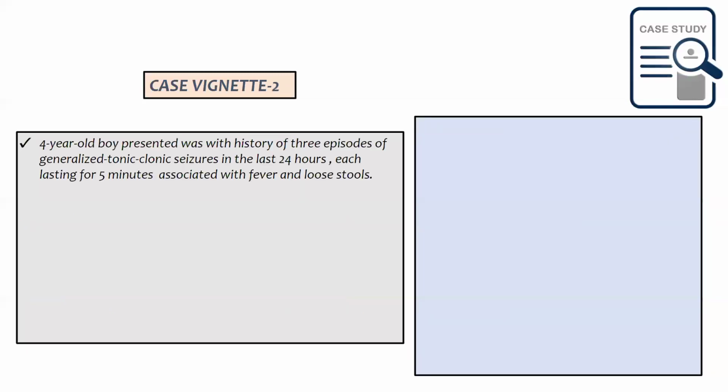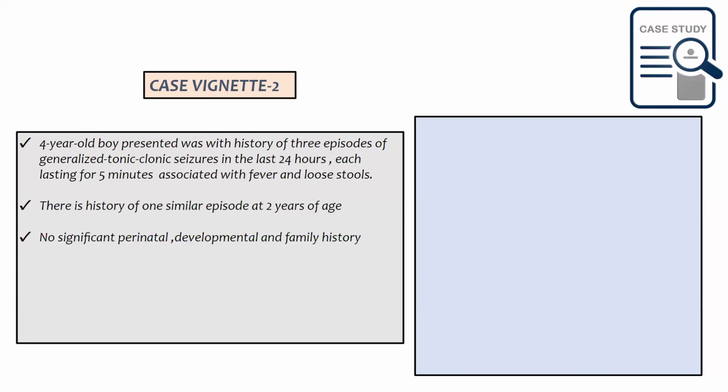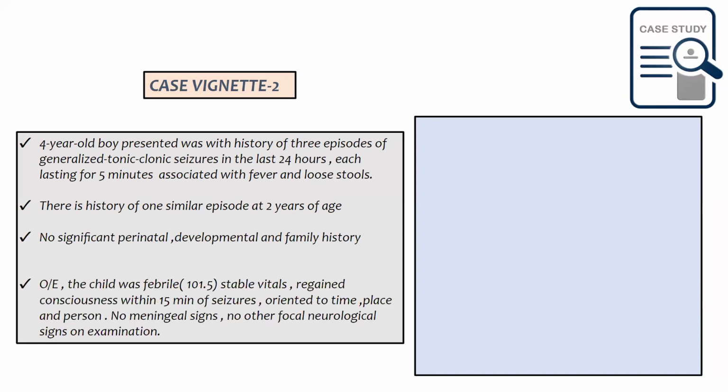Coming to the second case, a 4-year-old boy presenting with a history of 3 episodes of generalized clonic seizures in the last 24 hours. I think somebody already asked this question. Each lasting for 5 minutes, associated with fever and loose stools. Would you call it typical or atypical? Obviously it is complex, atypical, because there are 3 episodes in one day. And there is a history of one similar episode at 2 years of age.